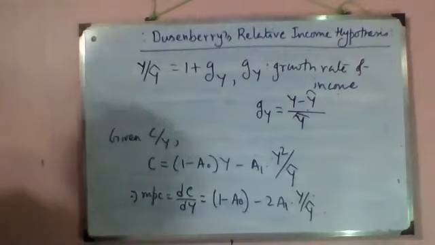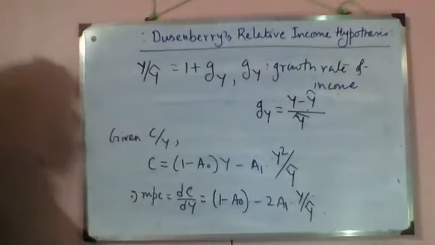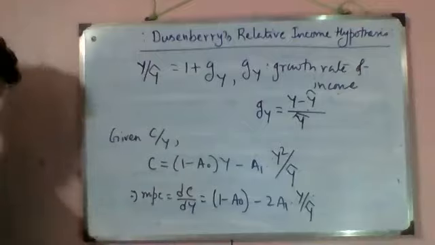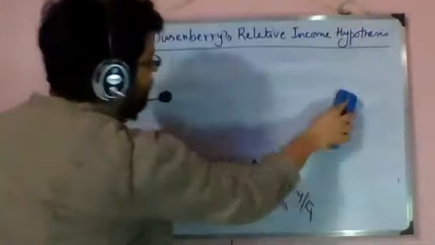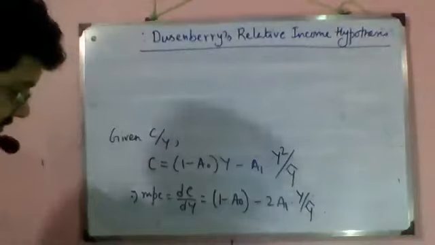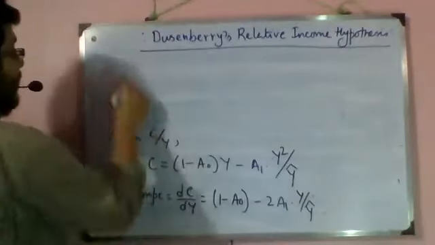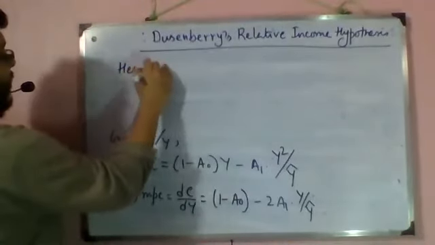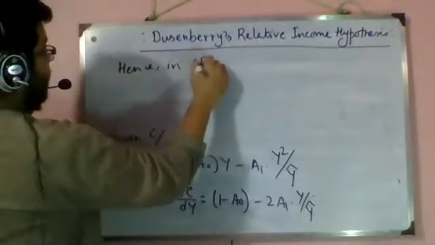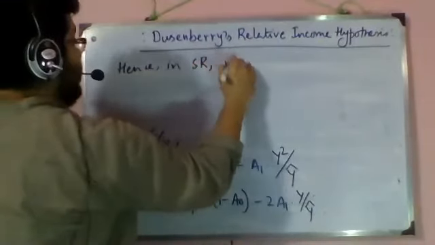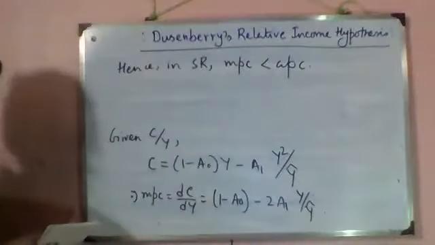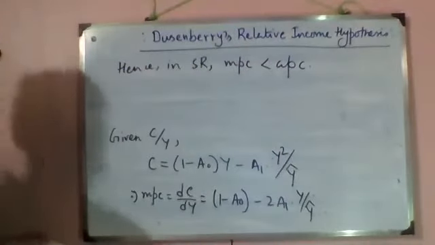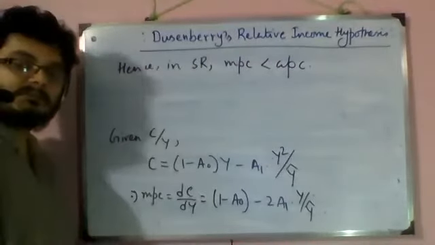Now if you compare the function of APC that we have written earlier and the form of this MPC, we can easily write what we are looking for in the first case. Hence, in short run, MPC is less than APC. Okay? All right.